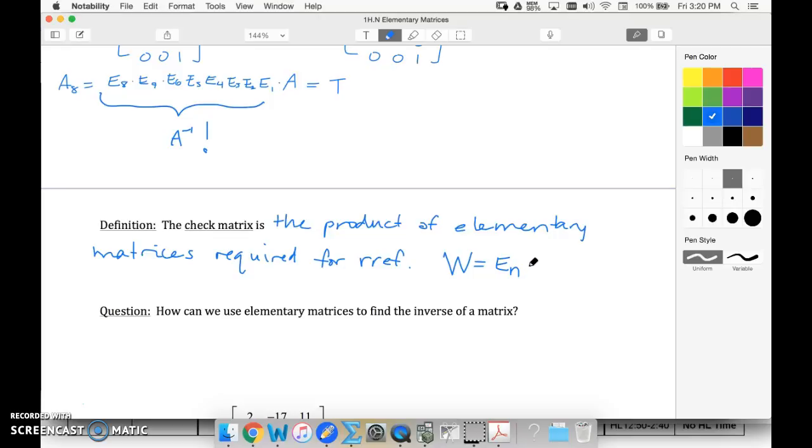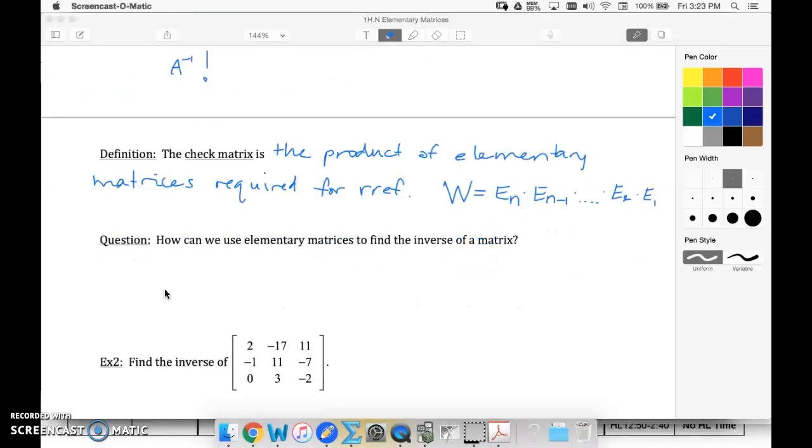So En minus 1, all the way down, all of our elementary matrices required. So like we saw up here, this product in this case, because we've created the identity matrix, this product also ends up being A inverse. So let's think about elementary matrices and how we can use them to find the inverse of a matrix. So if we've got some system and we're trying to find A inverse, well, A times some matrix A inverse is equal to the identity matrix.